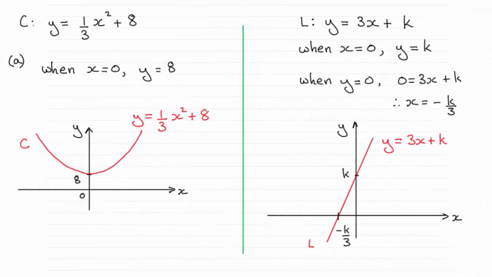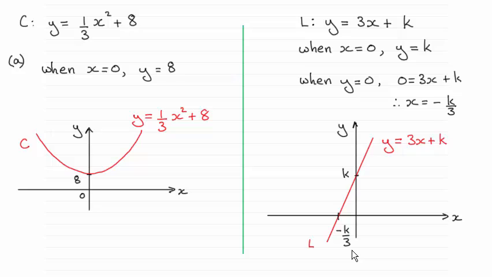Hi there. Now for this question, you had to sketch the graph of y equals a third x squared plus 8 and the graph of y equals 3x plus k, indicating where the graphs cross the y-axis and the x-axis. And you can see from these results here that this graph crosses the y-axis at 8 and this graph crosses at y equals k, and it crosses the x-axis at x equals minus k over 3.